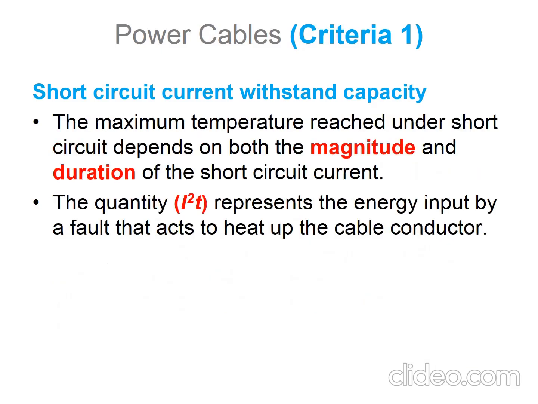First we go to power cables, criteria number 1: short circuit current withstand capacity. The maximum temperature reached under short circuit depends on both the magnitude and duration of the short circuit current. The quantity I squared t represents the energy input by a fault that acts to heat up the cable conductor.